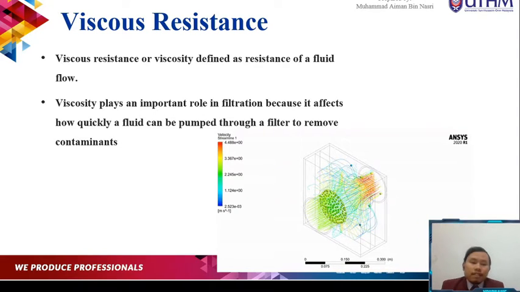For viscous resistance, or we can call it viscosity, defined as resistance of a fluid flow. Viscosity plays an important role in filtration because it affects how quickly a fluid can be pumped through a filter to remove the contaminant.